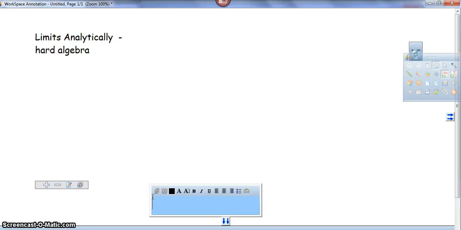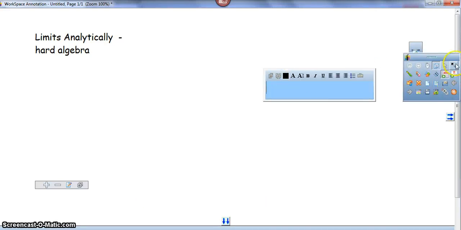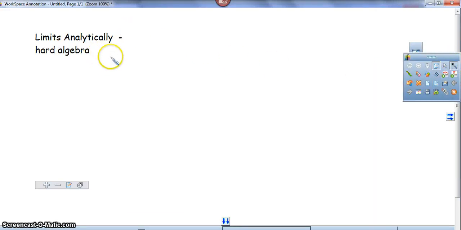Okay guys, today we're going to look at how we solve limits analytically with harder algebra. We might have to do foiling, we might have to factor, we're going to use conjugates, we're going to do all sorts of crazy things with limits. But let me show you a couple examples, and like I said, it's the same thing we did yesterday, but you got to do a lot of algebra before you can plug in a number.